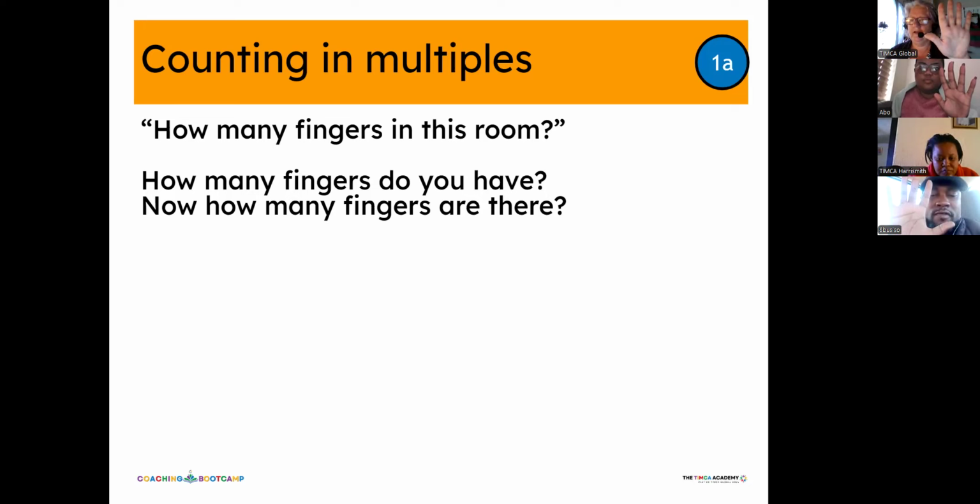It's 5. 5. And how many altogether now? It's 20. Okay. And we would be watching. Let's put down our hands because that gets sore. So we would do that around the group.